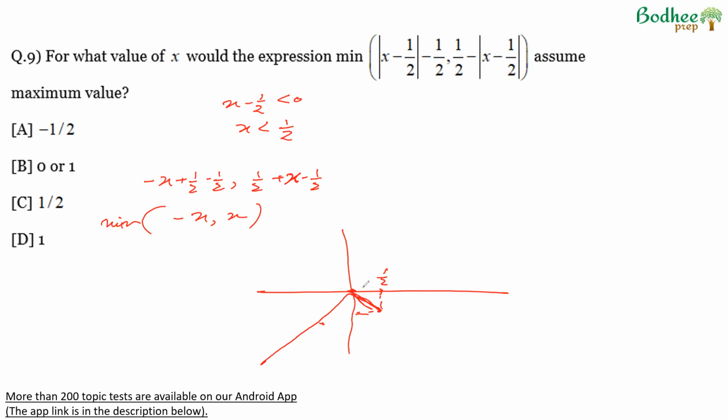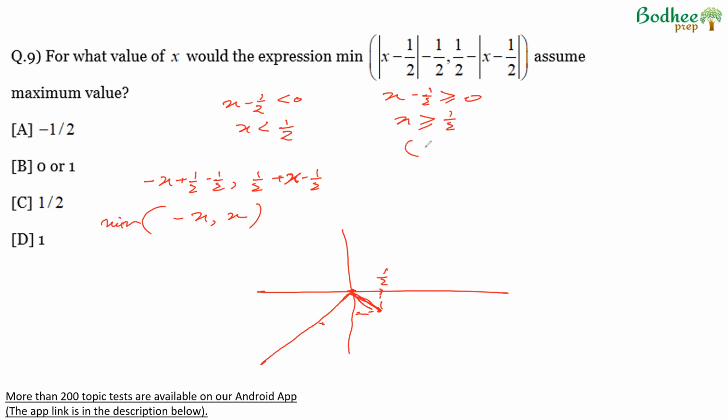For 1 by 3, it will be minus 1. So this will be the net graph that we'll get for x is less than half. When x minus half is greater than or equal to 0, or x is greater than 1 by 2, in this case both will be positive.